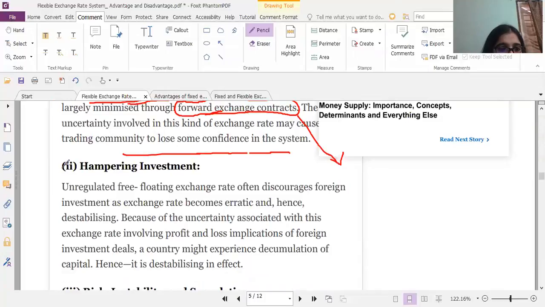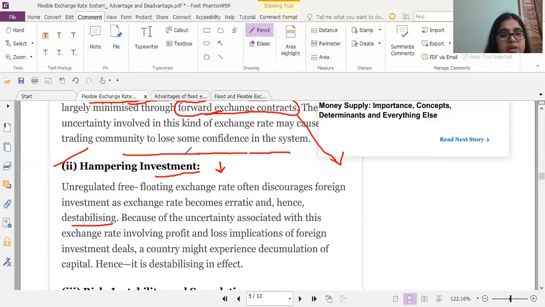Okay, the second disadvantage is hampering investment. Naturally, if there's uncertainty and this lack of confidence, obviously the investment will get hampered. That is, investment will go down, right? People will not come forward to invest huge money. Unregulated free floating exchange rate often discourages foreign investment as the exchange rate becomes erratic and hence destabilizing, unstable we can say. Very unstable it is because of the uncertainty associated.